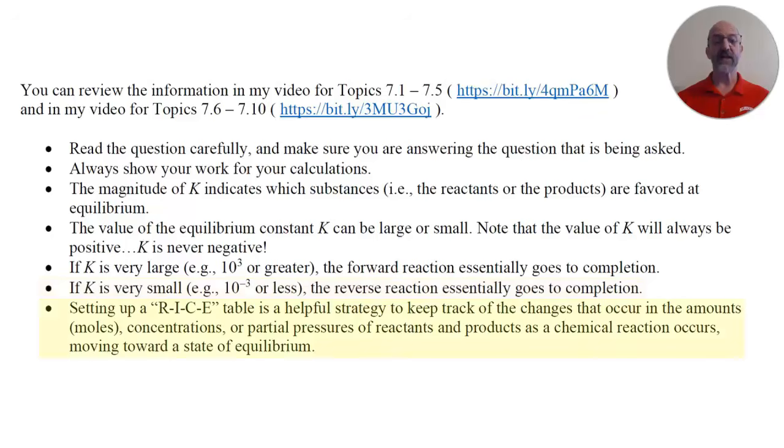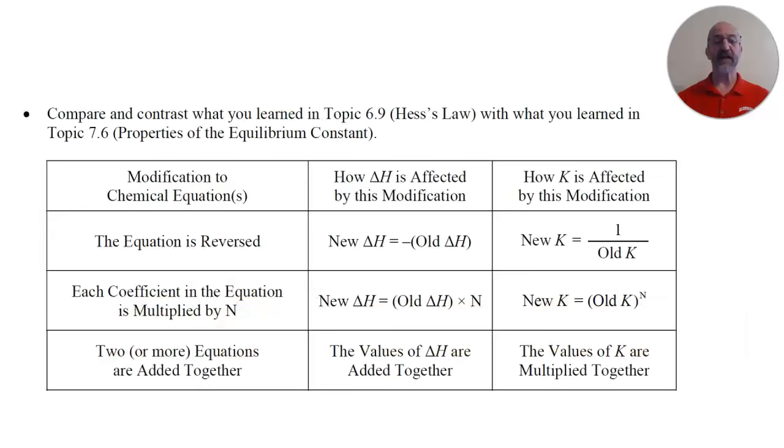And as I mentioned, setting up a RICE table is a helpful strategy to keep track of the changes that occur in the amounts, moles, concentrations, or partial pressures of the reactants and products as a chemical reaction occurs moving toward a state of equilibrium. Now, what I'd like to show you as a piece of advice is to compare and contrast what you had learned in topic 6.9, Hess's law involving thermochemistry, with what you learned in topic 7.6, properties of the equilibrium constant.